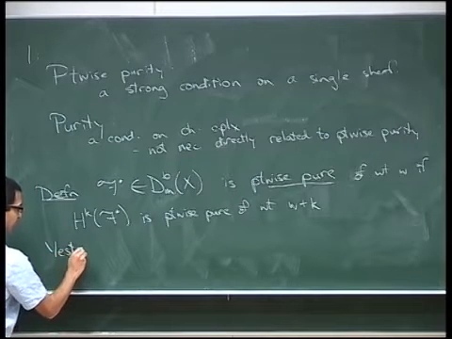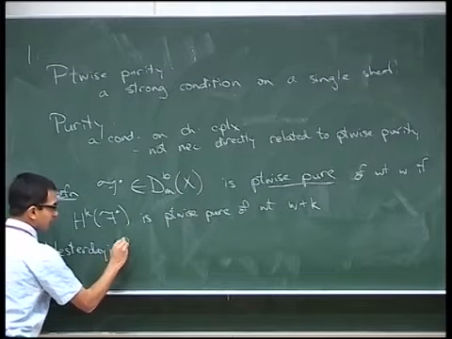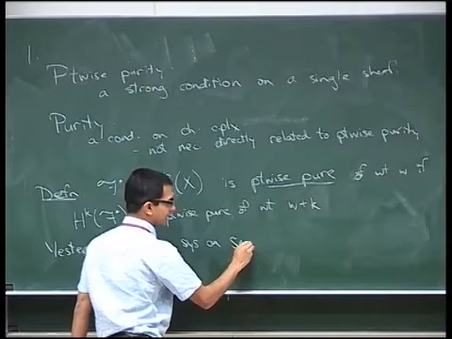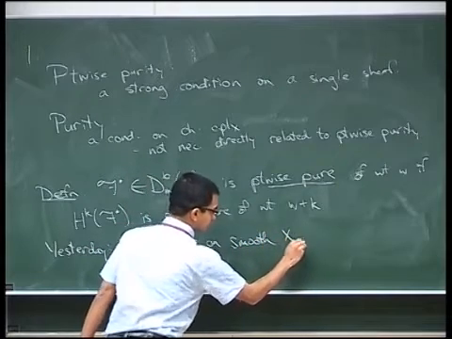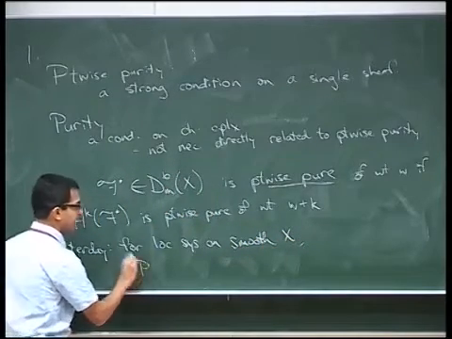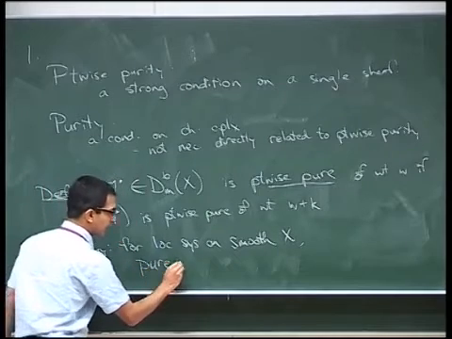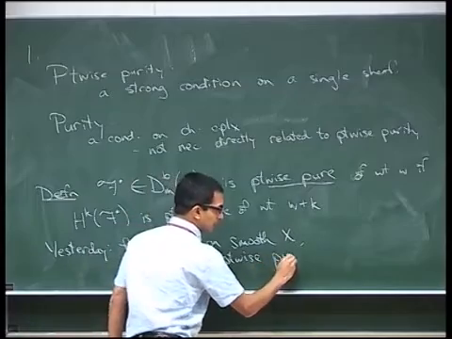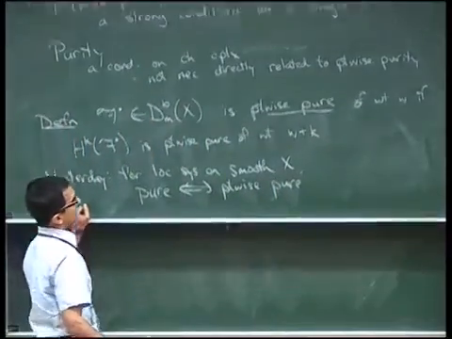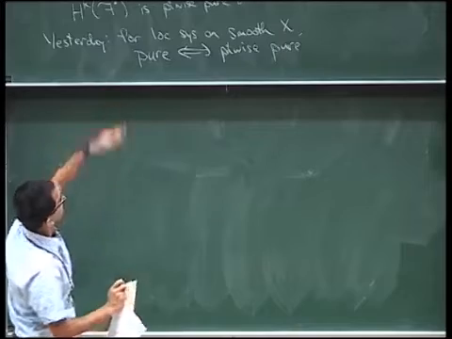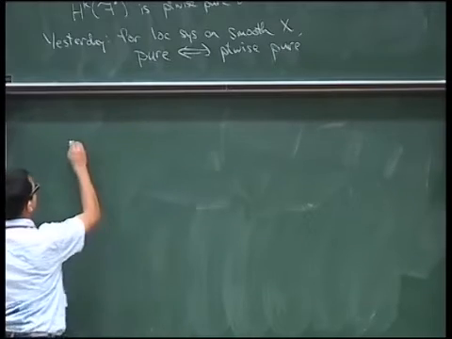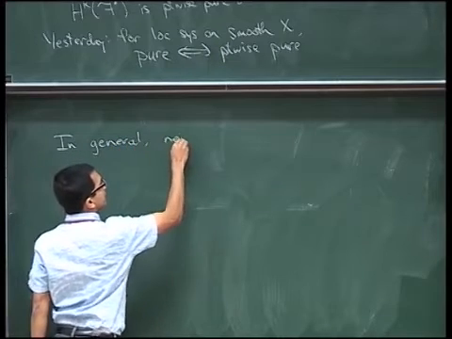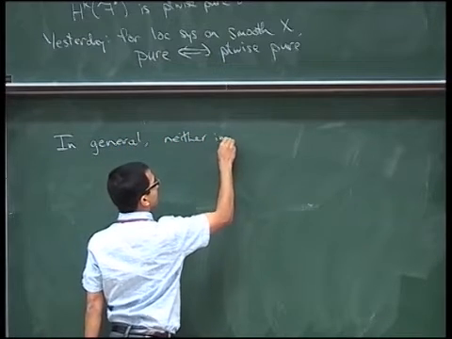So yesterday, one thing we learned was that for a local system on a smooth variety, pure and these two notions are equivalent. Pure is the same as pointwise pure. But in general, maybe I'm just saying more precisely what I mean by not related. In general, neither one implies the other.